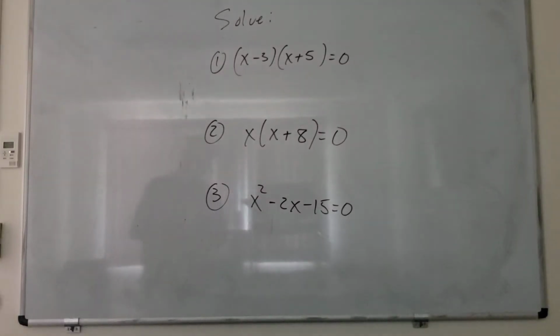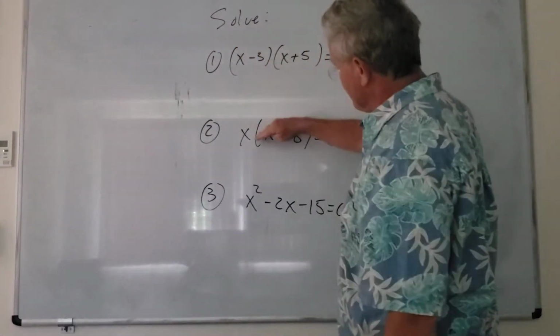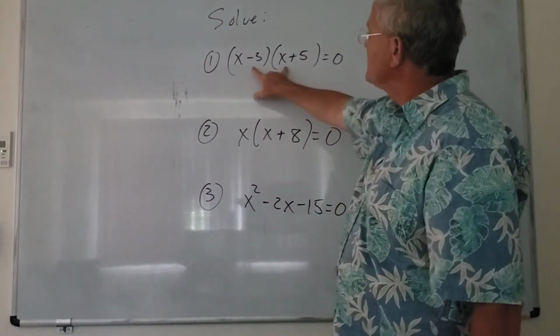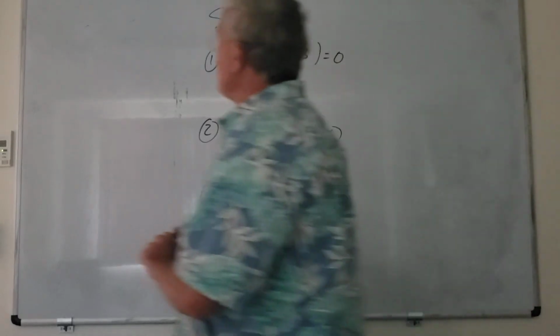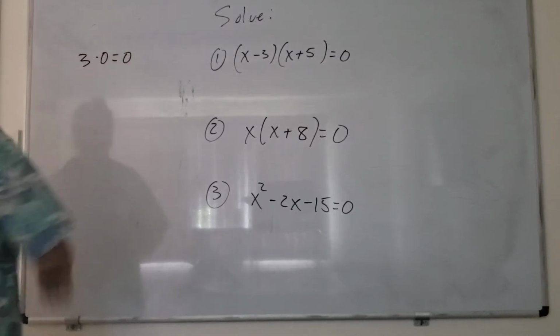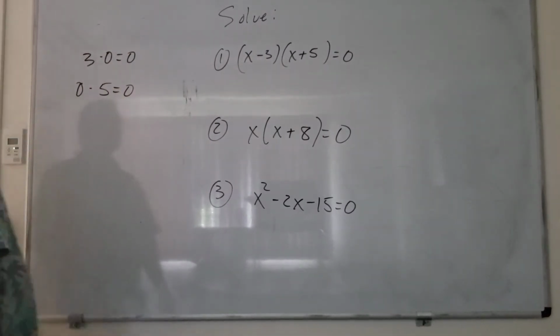Okay, so now we're going to solve these three quadratic equations. They're quadratic because the first two, after we multiply them, we get an x squared. But if it's already factored, just remember that any number times 0 is 0. Likewise, 0 times any number is also 0.